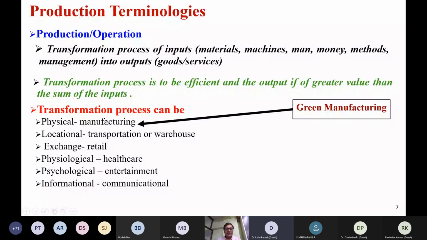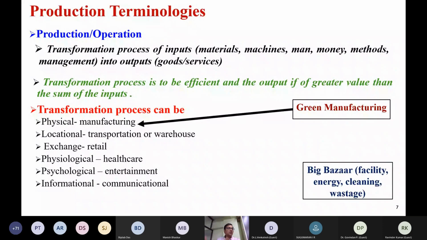Then locational transformation, transportation or warehousing. Yes, there is a transformation from one place to another place, and materials are being transported. Here also there is exchange. You might have seen the example of the retail industry. Everywhere we visit, like Big Bazaar, we purchase something. There is also a scope in facilities, energy consumption, cleaning and wastage. Everywhere there is a scope for green manufacturing. We are to make those processes green, but we are totally focused and concentrated on the manufacturing industry.